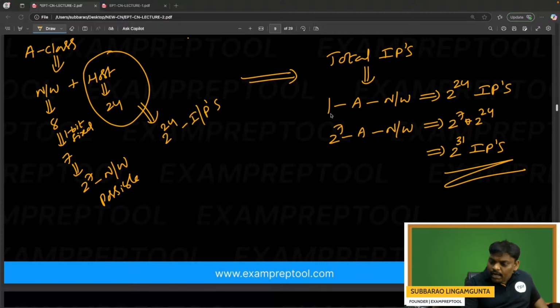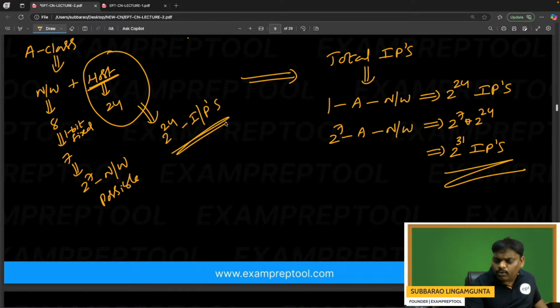See, one class A network contains 2 power 24 IPs. The host part has 24 bits, and with 24 bits, 2 power 24 IPs are possible. I said in the previous classes how this is possible: fix the left side, rotate the right side. Network part fixed, host part rotate. It is something like: one work can be done in m ways, another work in n ways, so both can be done in m into n ways.